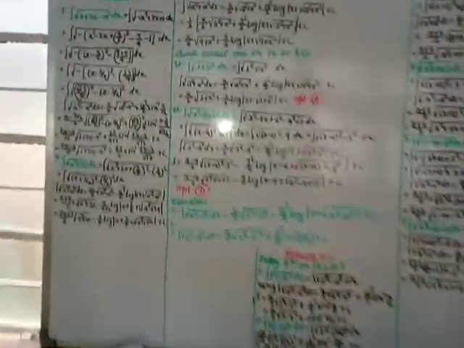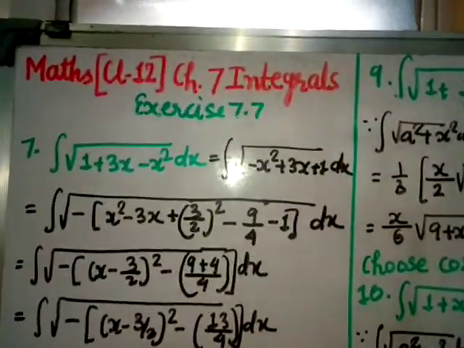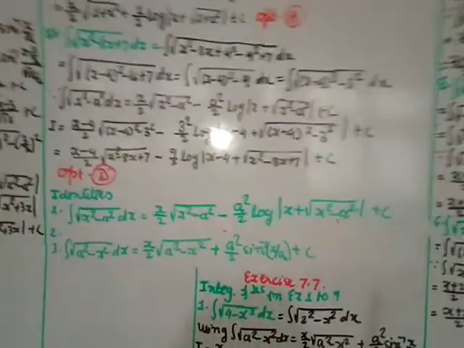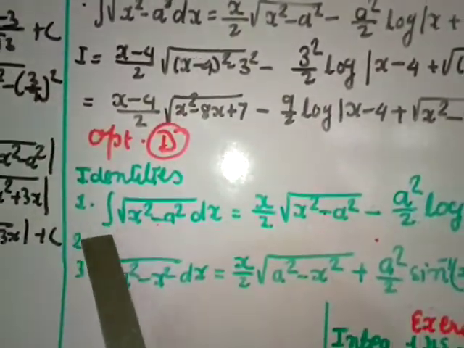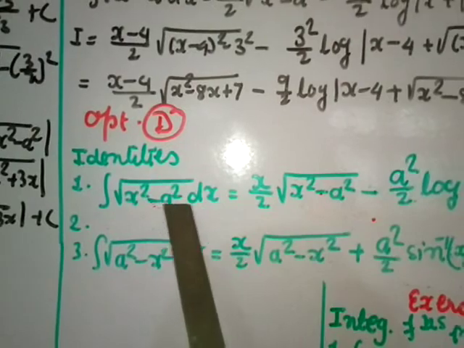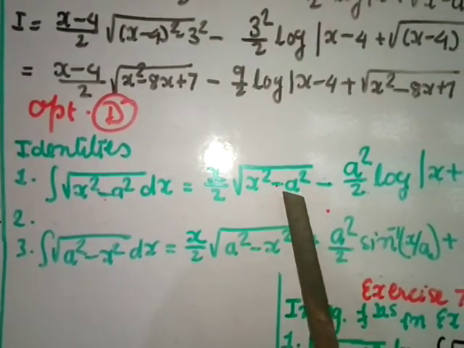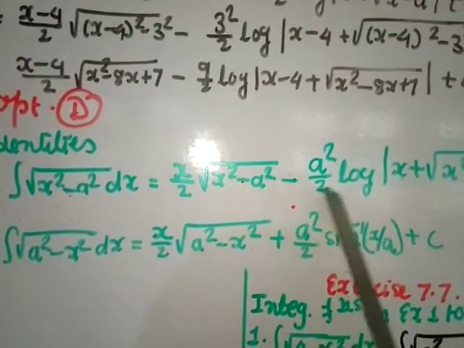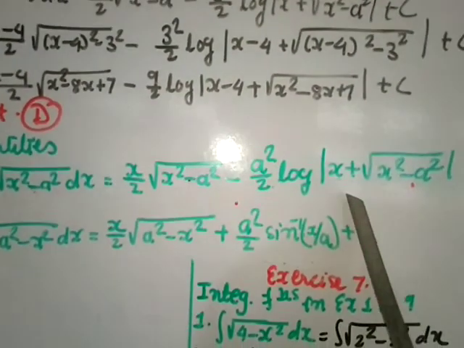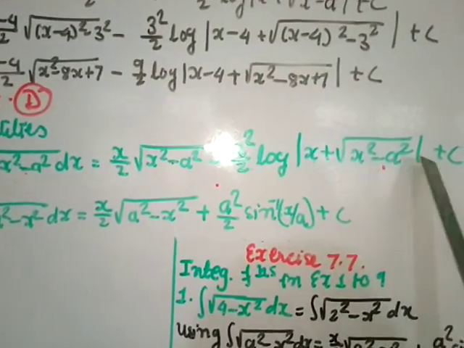Mathematics class 12 chapter 7 integrals. We have done three identities. Let us recall them. Number 1, integral square root of x square minus a square dx. This gives you x by 2 square root of x square minus a square minus a square by 2 log modulus of x plus square root of x square minus a square plus c.